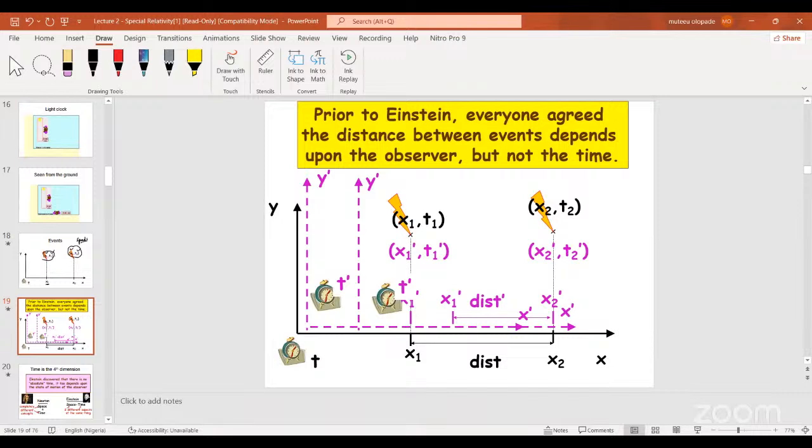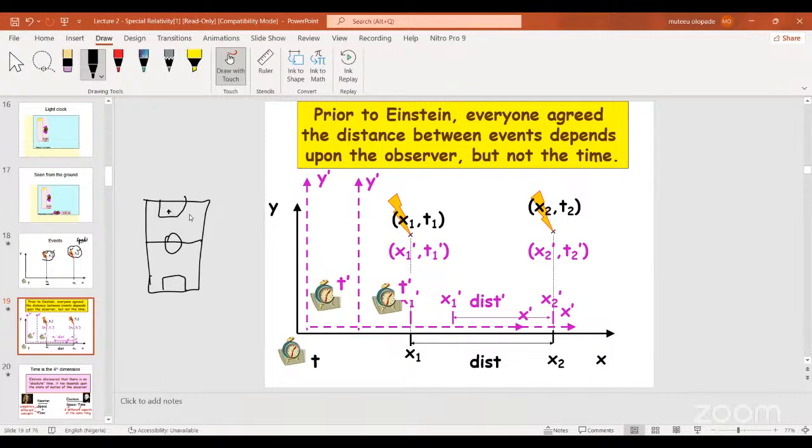Now, prior to Einstein, everyone agreed the distance between events depends on the observer, but not the time. Prior to Einstein's proposition, everyone agreed that the distance between events depends on the observer. And that is the more reason why, if you have a football match, just like I said, you have the goalpost, and you have a player, an opponent.